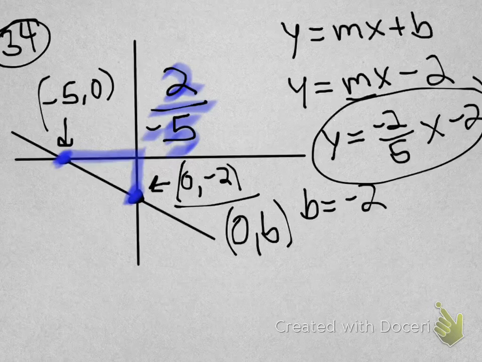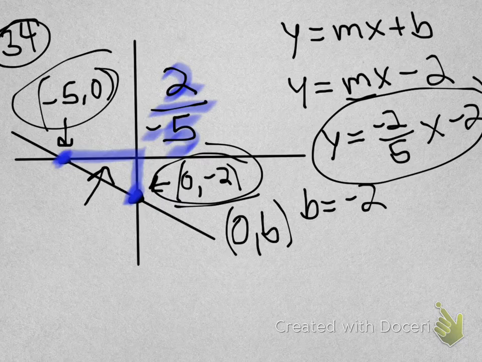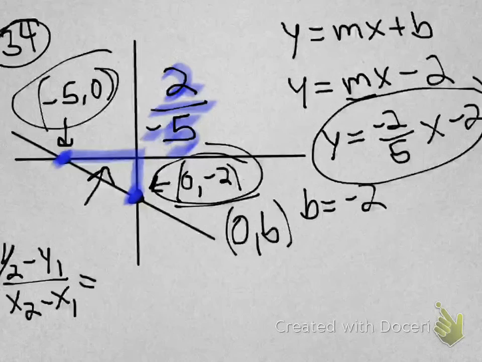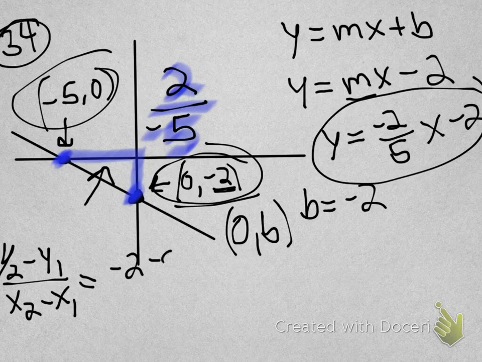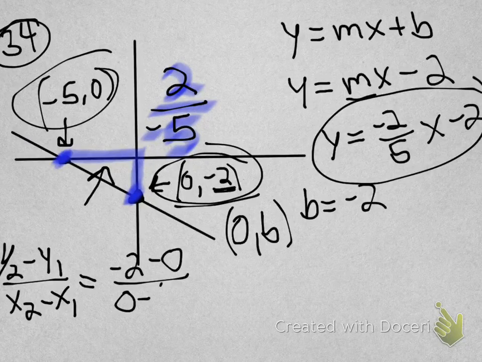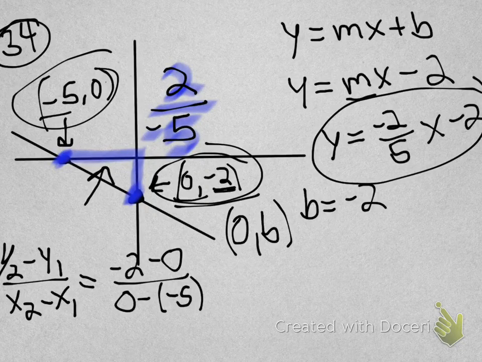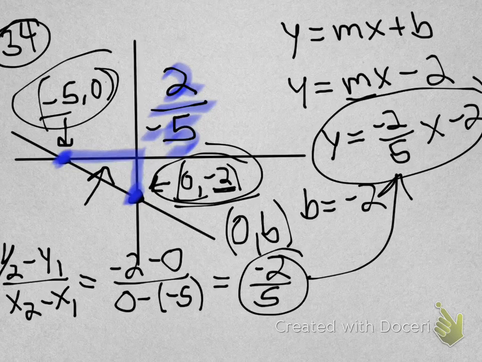And if you didn't want to count it out using this, we do have 2 points right here, and we can do our delta y, which is y2 minus y1, divided by x2 minus x1, which is slope. So y2, -2 minus 0, divided by 0 minus -5. So the change in y over the change in x gets us -2 over +5, which is the exact same thing. So there's two different ways to do this. That's the beauty of math. There's always another way to do it. And as long as you do it correctly, then you'll get the answer correct.